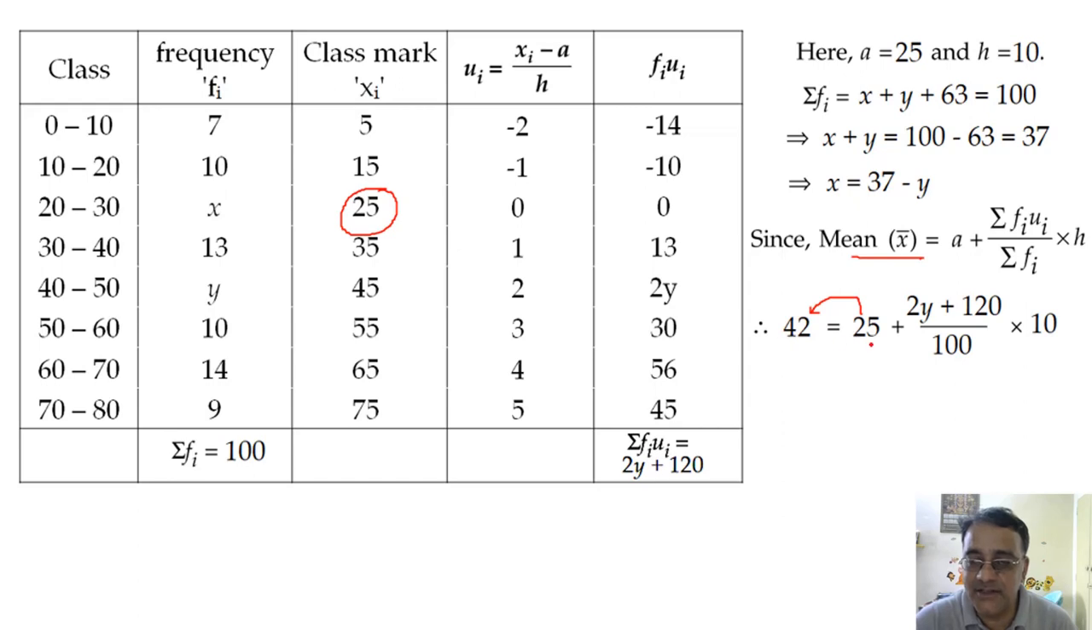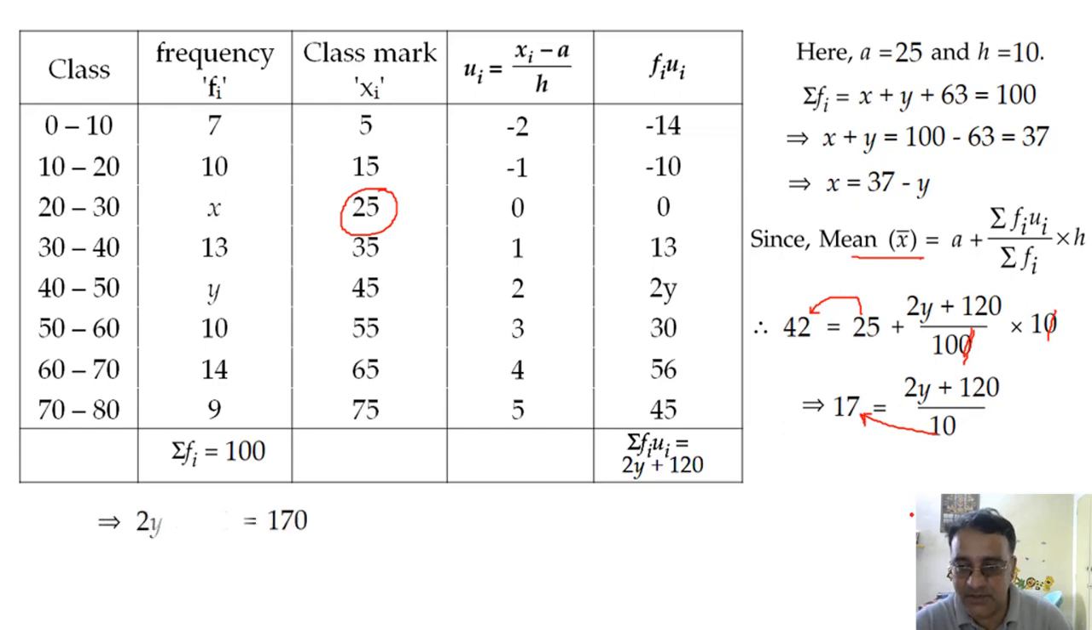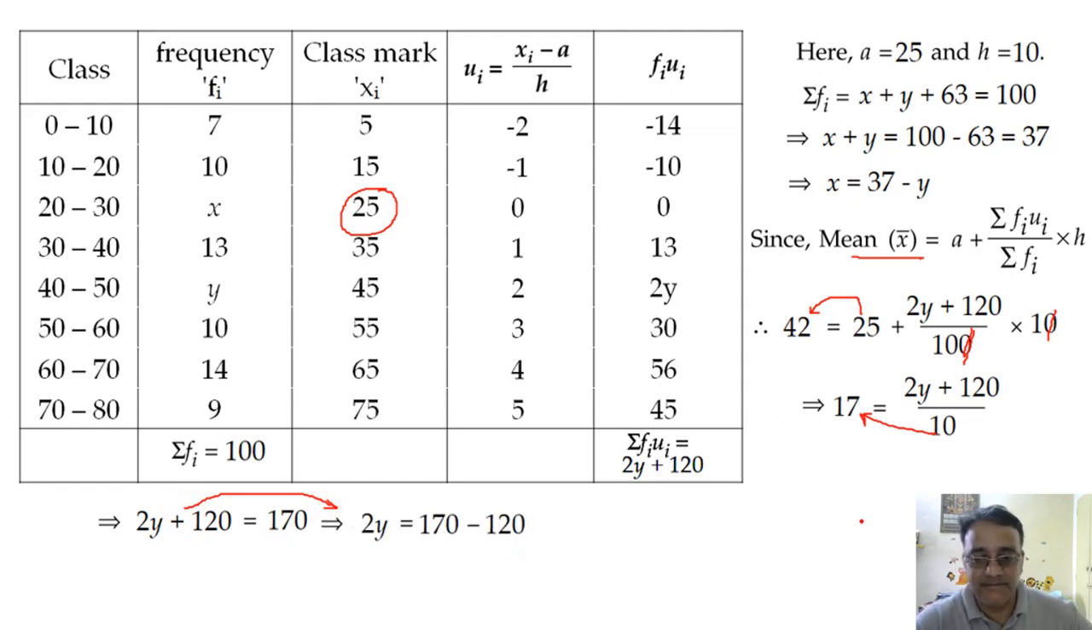So 42 minus 25 कितना होगा, 17. 17 is equal to (2y plus 120) upon 10, क्योंकि यहाँ पे एक एक जीरो कैंसिल हो जाएगा. Now cross multiply, it will become 170. So 2y plus 120 is equal to 170. Now shift plus 120 to this side, 120 को इस तरफ शिफ्ट करो, minus 120.